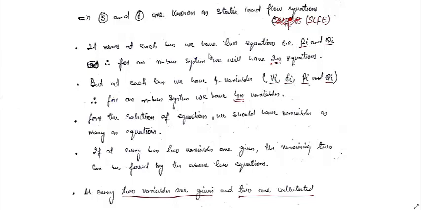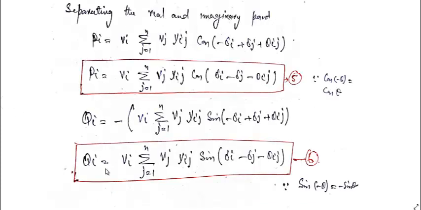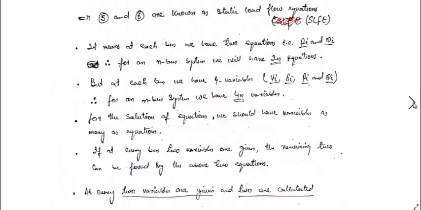At each bus we have two equations, that is Pi and Qi, equations 5 and 6. Therefore, for an n-bus system, we have 2n equations. For one bus we have Pi and Qi, and for n buses we will have 2n equations. But at each bus, we have four variables, that is Vi, delta i, Pi, and Qi, which we have discussed earlier, and for these values we do this load flow analysis. For an n-bus system, we have 4n variables.